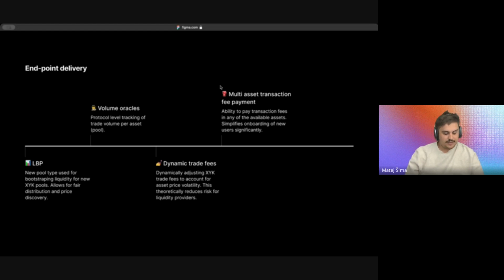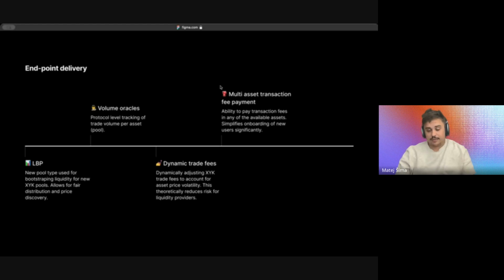It's important that these fees are dynamic so that we can protect the liquidity providers from price movements that they possibly wouldn't like. And then the very last feature that we have done is multi-asset transaction fee payment. Normally, if you are, let's say, on Ethereum, you have to pay the transaction fees in ETH, right? This makes onboarding to DeFi pretty cumbersome.